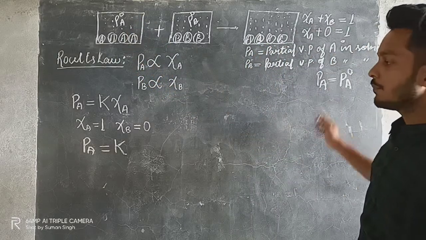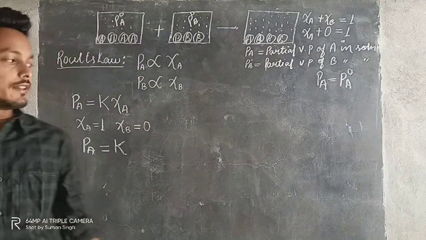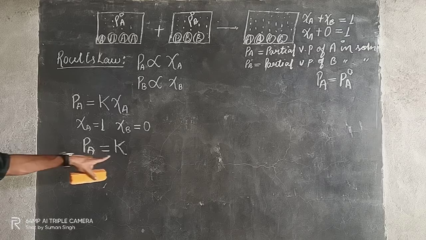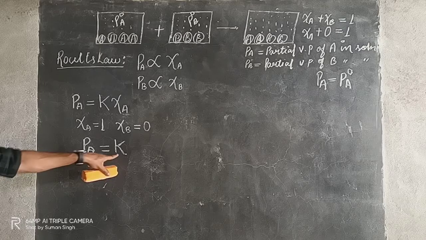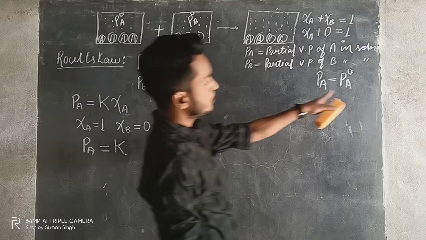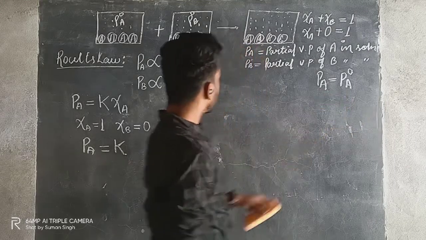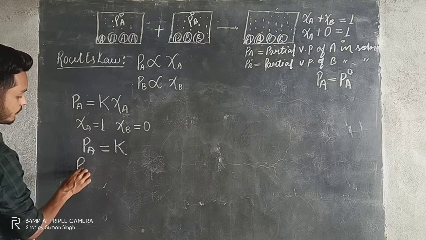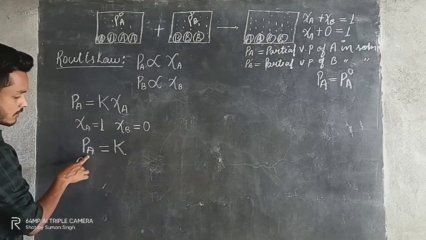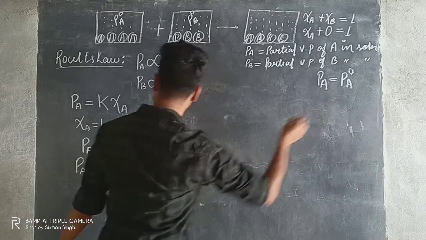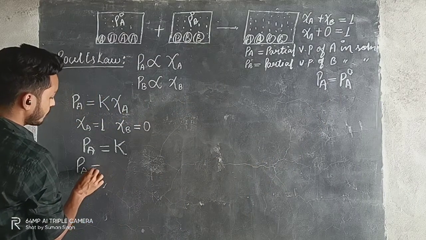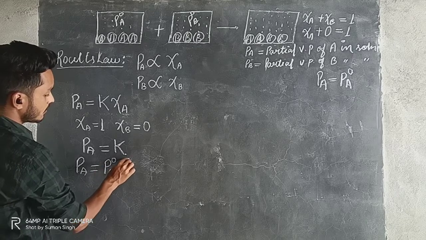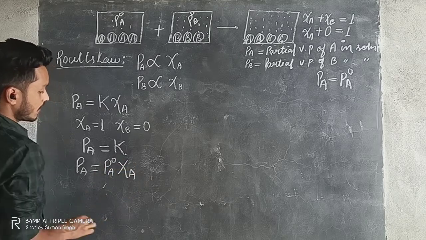Just see, understood? So what we can write here, if you are using this case, in this case P_A is equal to K, right? And since we know that P_A is also equal to P naught A, from here, can we write like this? Since this is equal to this, and this is equal to this, what we can write here is P_A is equal to P naught A zeta A. I hope this is clear.